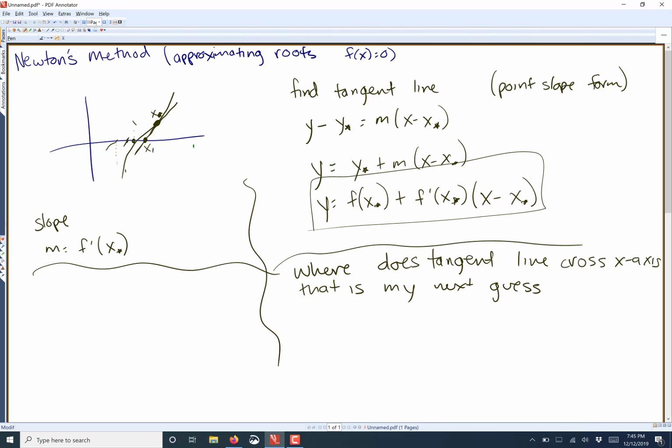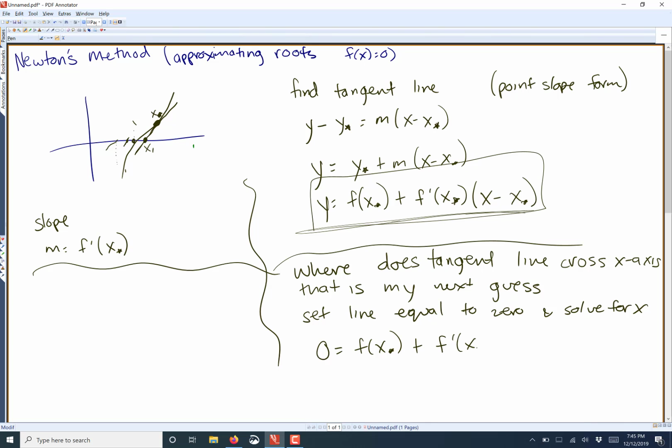So how do you figure out where a line crosses the x-axis? You set it equal to 0 and solve for x. So you set your line equal to 0 and solve for x. Okay, this is my equation, my line up here. So let's set that equal to 0. So 0 equals f of, remember this is x star for just whatever my guess is, plus my derivative at my guess times x minus my guess.